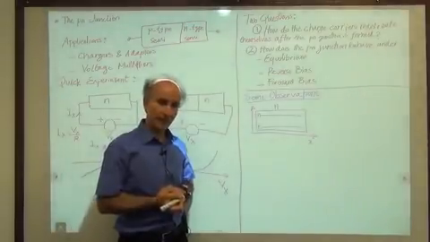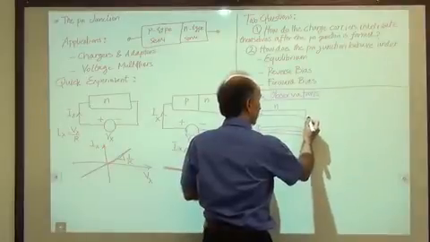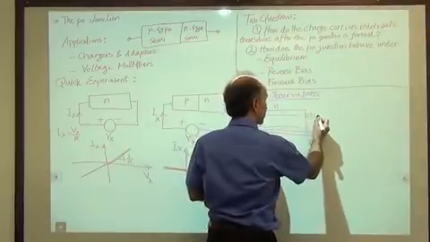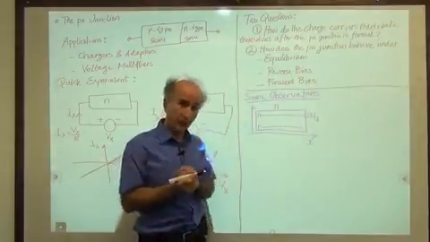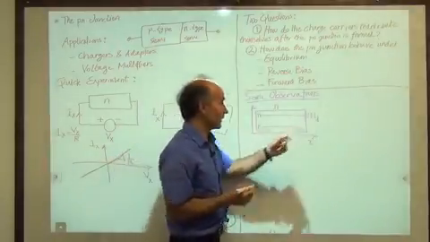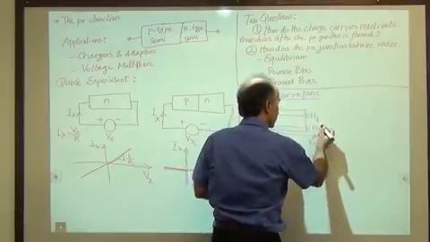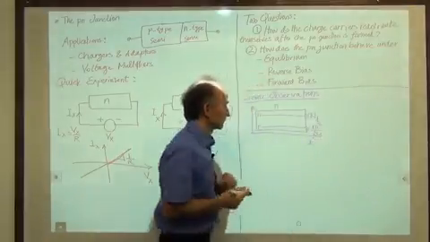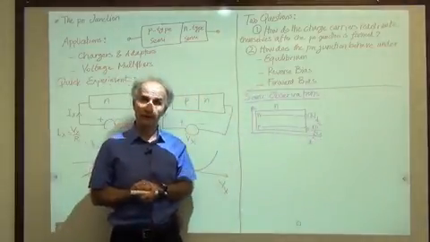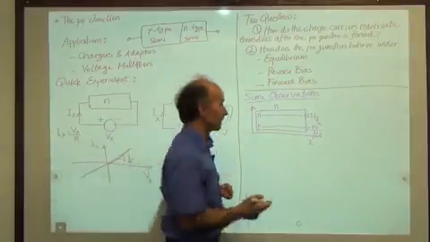How much is N? Remember the equation we had. N was actually about equal to N_D, the number of donor atoms per cubic centimeter, and P was n_i squared divided by N_D. So far so good. Let's repeat this for a p-type device.